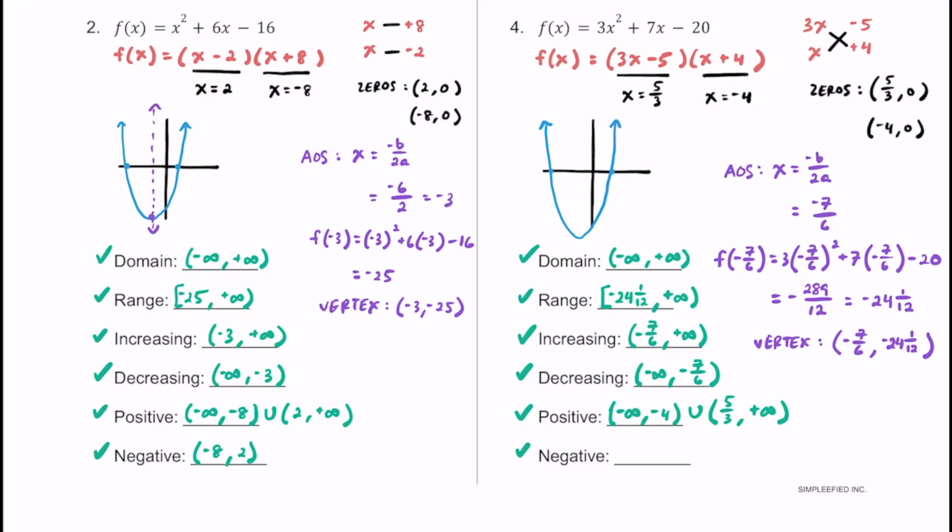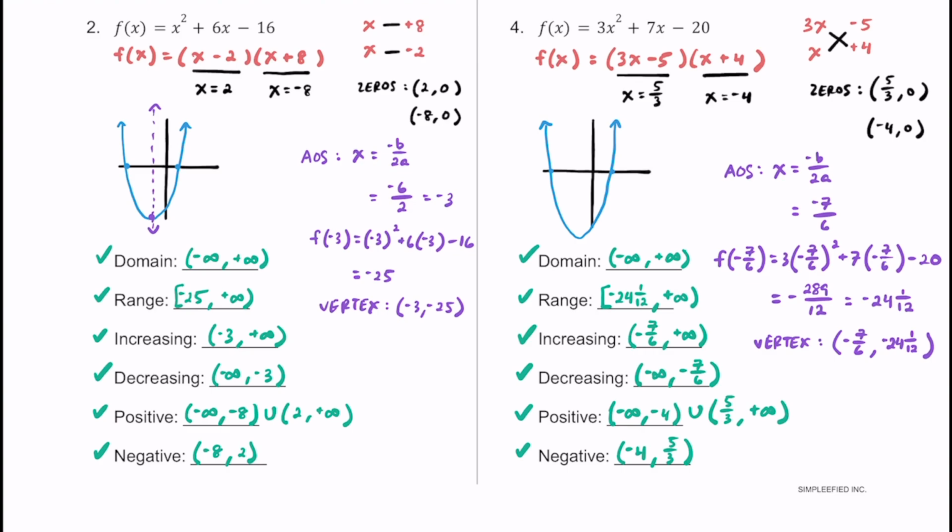Lastly, when is this function negative? Well, here's the x-axis. It's negative down here. So it's going to start being negative here, and it's going to be negative all the way up until you hit here. So it's negative from here to here. At -4, it is going to start being negative, and then when x equals 5/3, that's when it stops being negative.